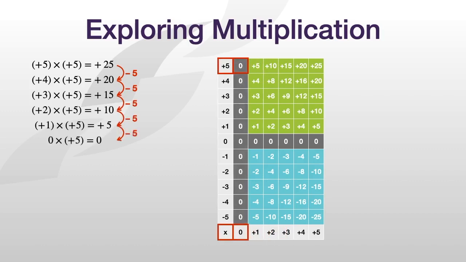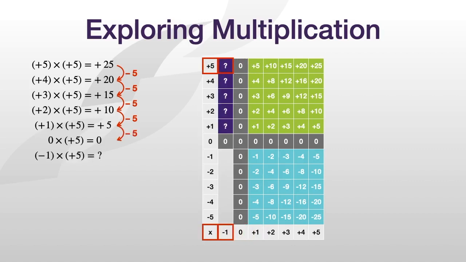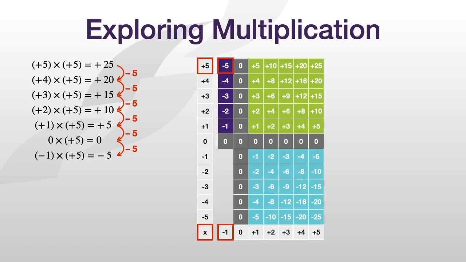Can you predict what comes next? Continuing to subtract 1 from the first factor and 5 from the product shows that negative 1 times positive 5 must be equal to negative 5. Moving right to left fills in the rest of this column. And continuing these patterns fills in more of this expanded times table.